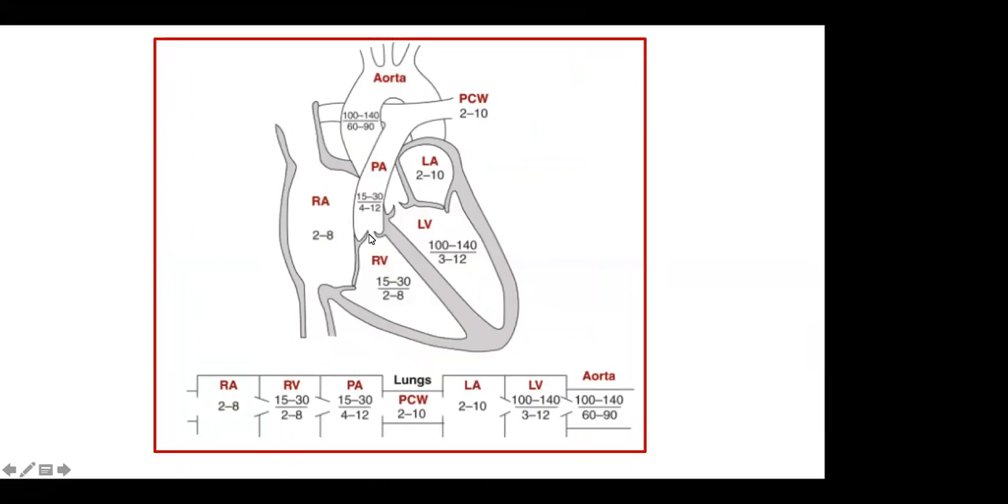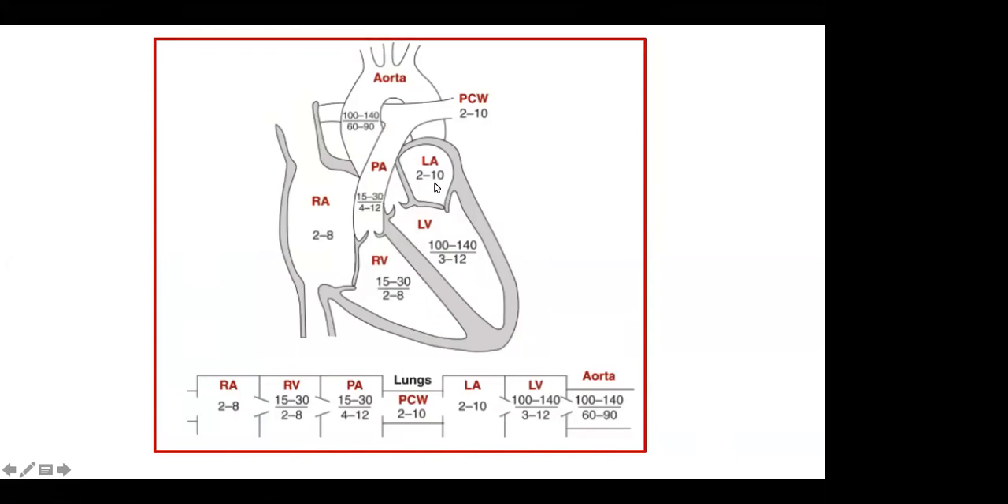To be able to manage a cardiac patient, you need to know the pressure in the chambers of the heart. In the right atrium, usually the pressure is between 2 and 8. Right ventricle, it is usually 15 to 30 as a systolic, and in diastolic around 2 to 8, which, if you compare it to the left side, is usually 25% of the left ventricular pressure. Same thing for the pulmonary artery, slightly higher diastolic pressure. So the mean PA pressure in the pulmonary artery is around 10 to 15.